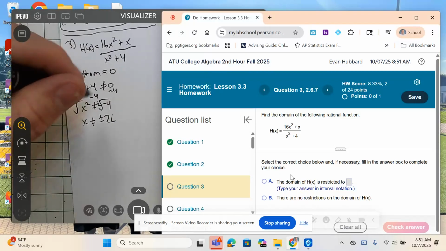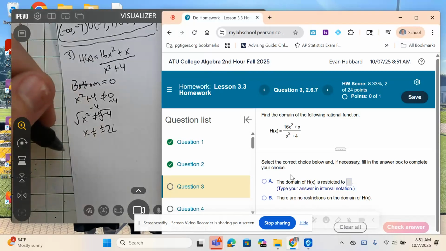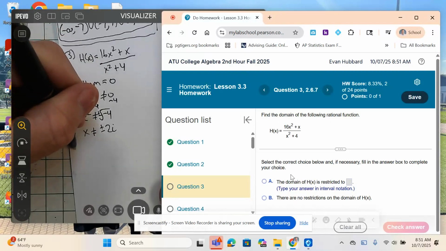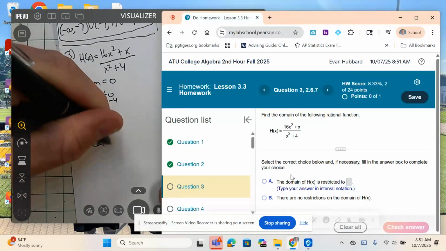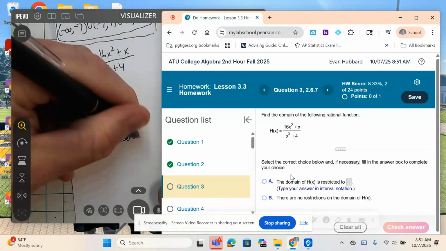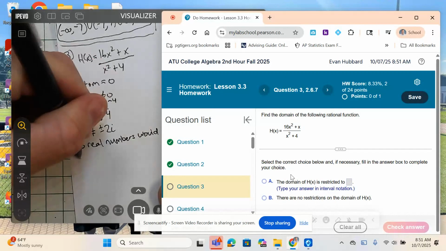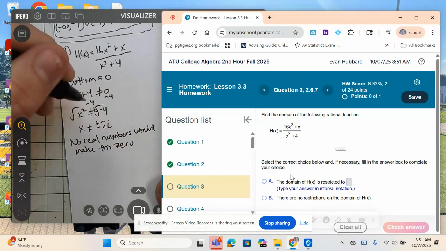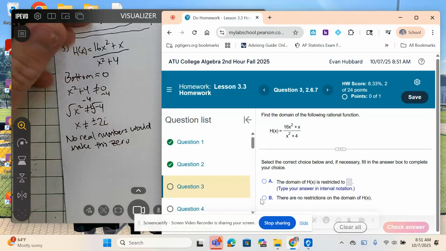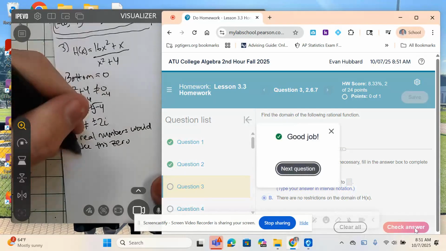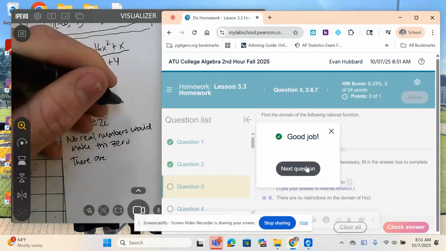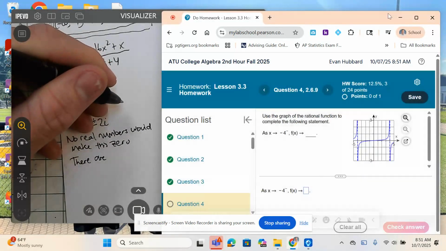Now, here's the thing. I solve it, try to find out what makes it equal 0, and it gives me an imaginary number. So therefore, what this means is no real numbers would make this 0. And so because of that, there's no restrictions on the domain. No restrictions on the domain of h of x.